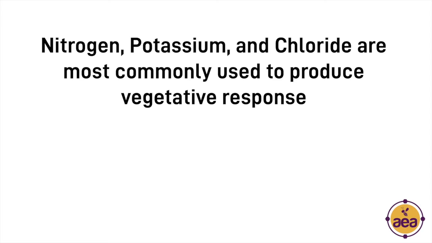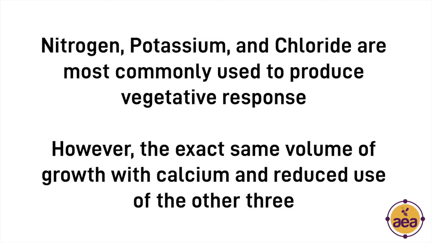But the interesting part is that you can produce the exact same volume of vegetative growth, the same quantity of plant biomass, by using calcium to get some of that vegetative growth energy and substantially reducing nitrogen or potassium or whatever it is that you're using. So you can produce the same amount of biomass and substantially reduce nitrogen or potassium or chloride. But there's something else that happens when you do this that is very important.